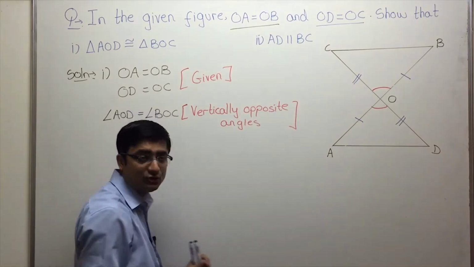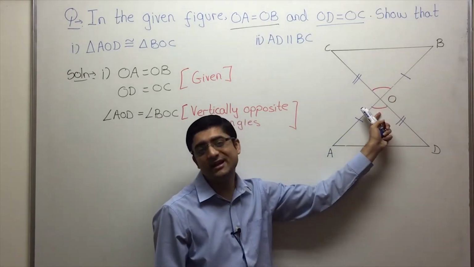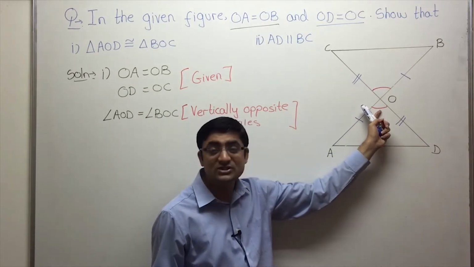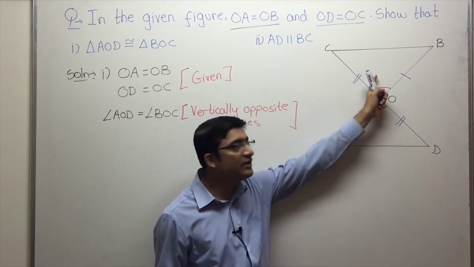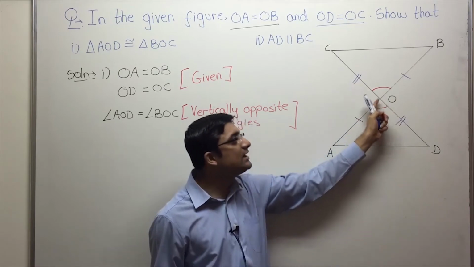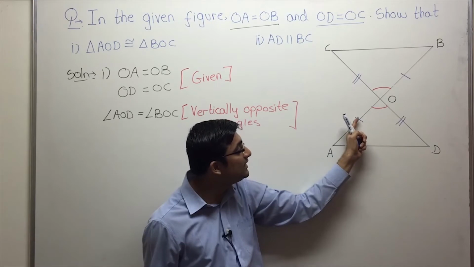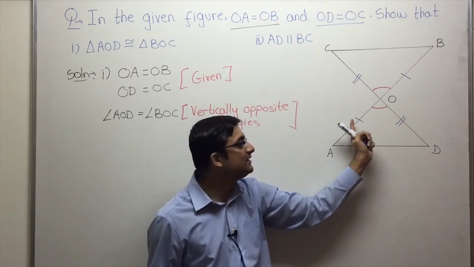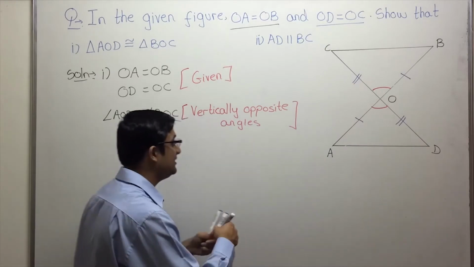So now look at these two triangles. Two corresponding sides are equal and the included angle is also equal. I repeat, see which angle is equal? The angle included between the two sides. So whenever we have two triangles in which two corresponding sides are equal and the included angle is also equal, that means the two triangles are congruent. Which criteria? Side, angle, side. That is SAS criteria. So these two triangles are congruent by the SAS criteria.